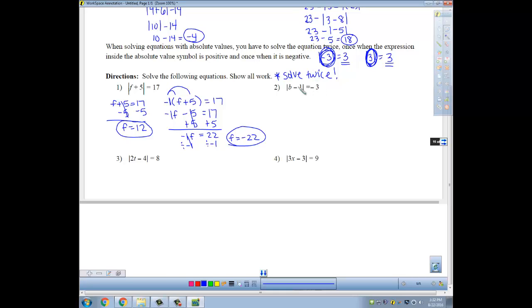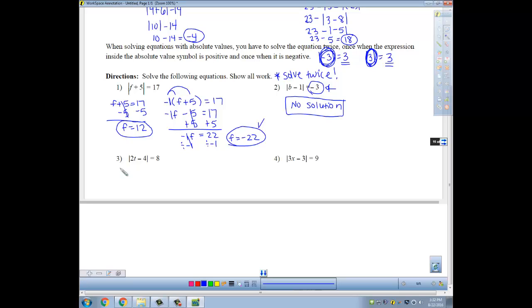Number 2 is a little different. It says the absolute value of b minus 1 equals a negative 3. This negative 3 causes a problem. There is absolutely no time when we can take the absolute value of something and get a negative answer. So if you have a negative right here after the equal sign, it's no solution. It's okay if your answer for the variable is negative like it was here for number 1, but the equation itself cannot be set equal to a negative.